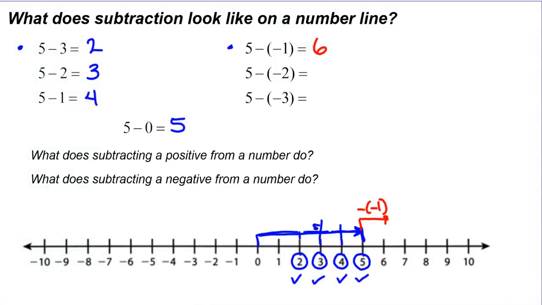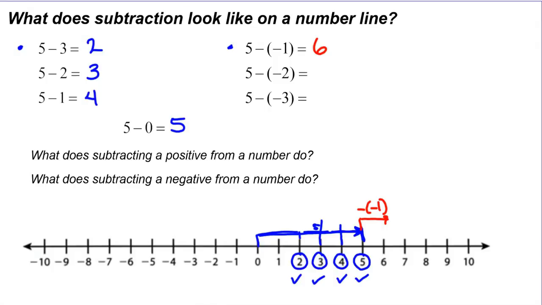Well, the same thing happens here with our integers. If you take a negative away, you are actually increasing the value. Taking negatives away increases value. Now that's a very important point to take away from this lesson. Let's continue on here. What would 5 minus negative 2 then have to be?